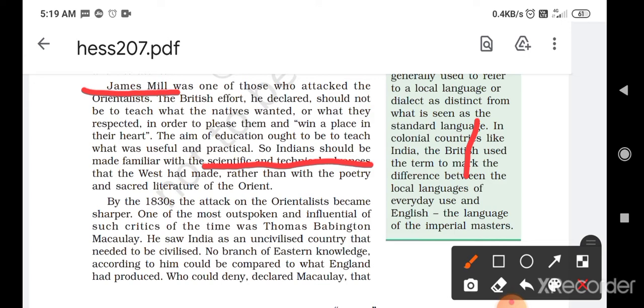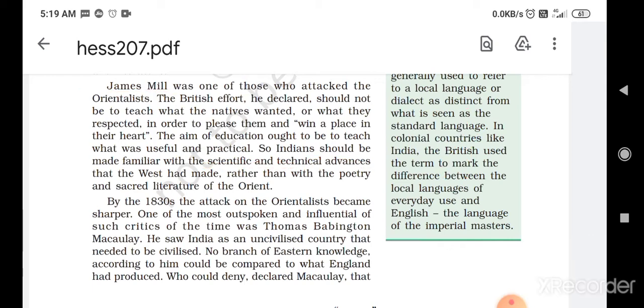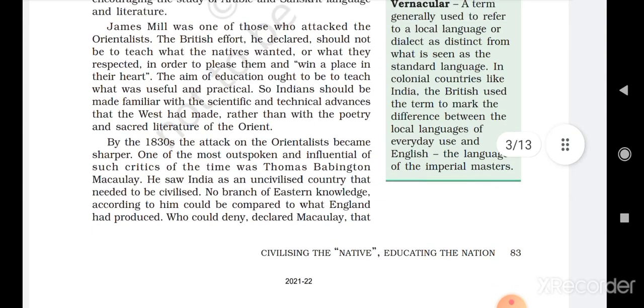He really did not like the Orientalists, and he said that instead of poetry or sacred poems, Indians should learn technology, practicality for practical lives, and scientific facts.